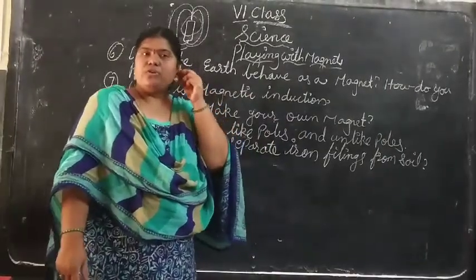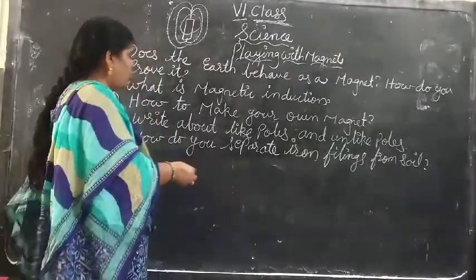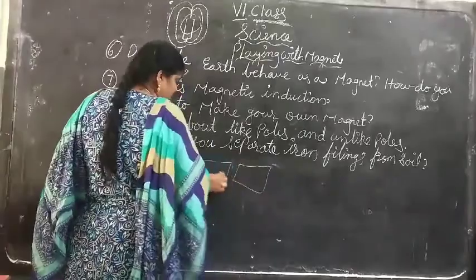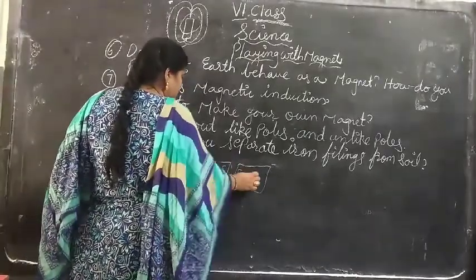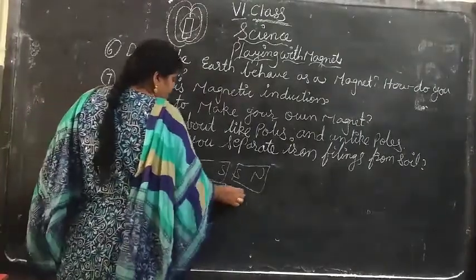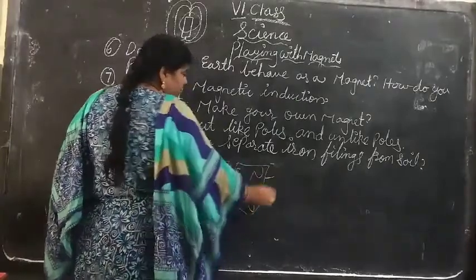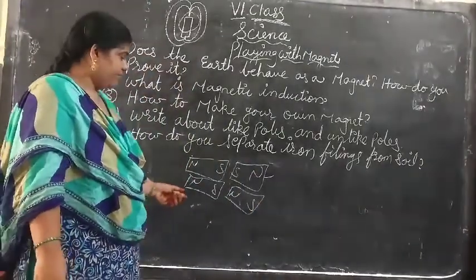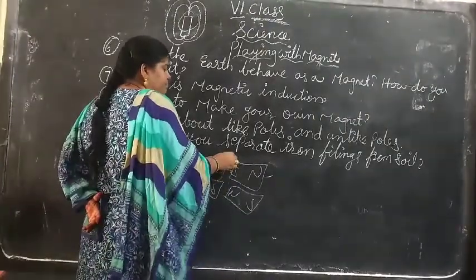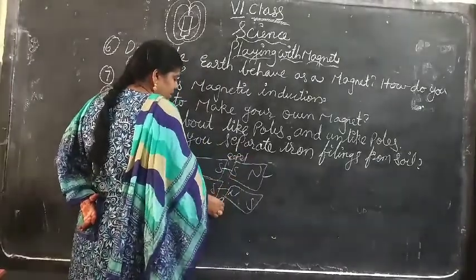So here, simply don't write the definition. Just draw the bar magnets and show the north and south directions, as I showed for you. You draw 2 bar magnets. Here north, here south, here north. This is showing the like poles. When we take another 2 bar magnets, here north, here south, here north, here south, the first one is indicating like poles and the second one is indicating unlike poles. Like poles always repel each other, and we know that unlike poles attract each other.